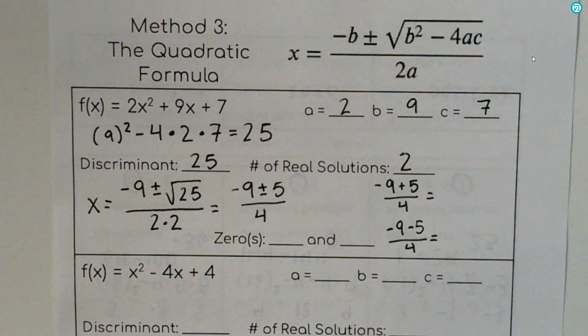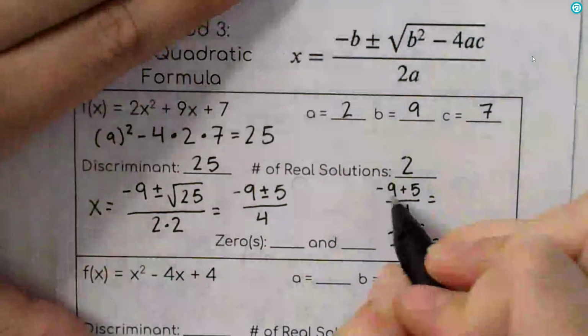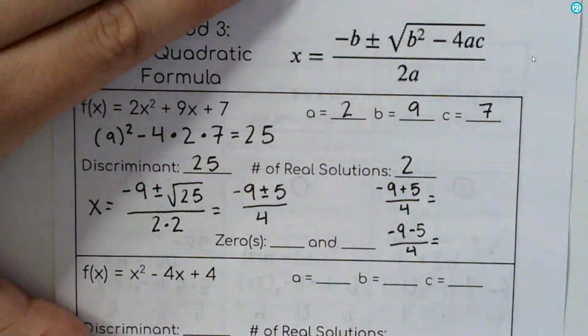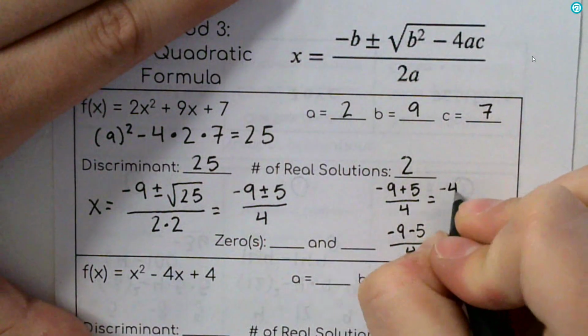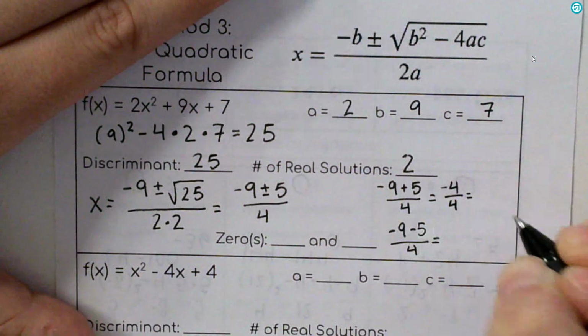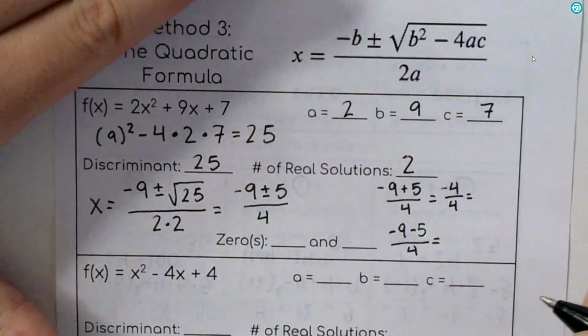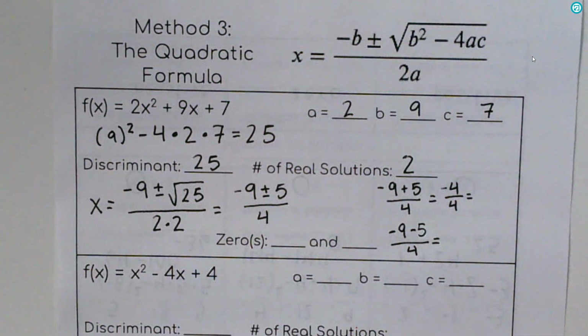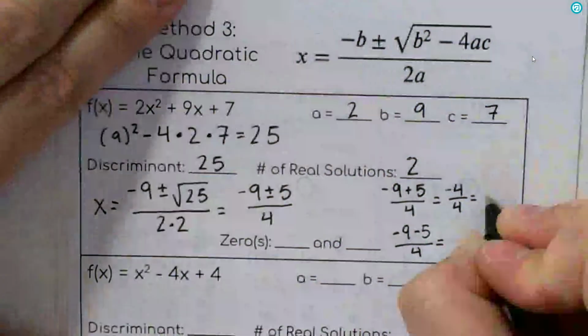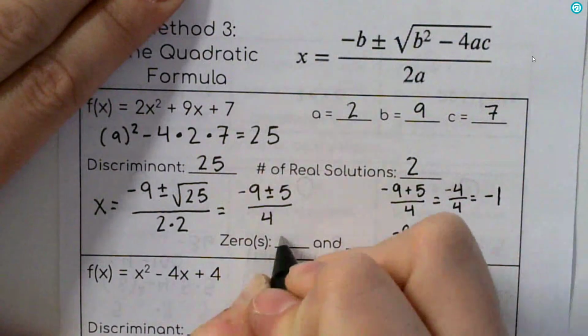And then I need to simplify the top of these and then reduce them if I can. So negative 9 plus 5 is negative 4 over 4. And negative 4 divided by 4 just divides out. So anything divided by itself is 1. So negative 4 divided by 4 is negative 1. So that is one of my zeros.